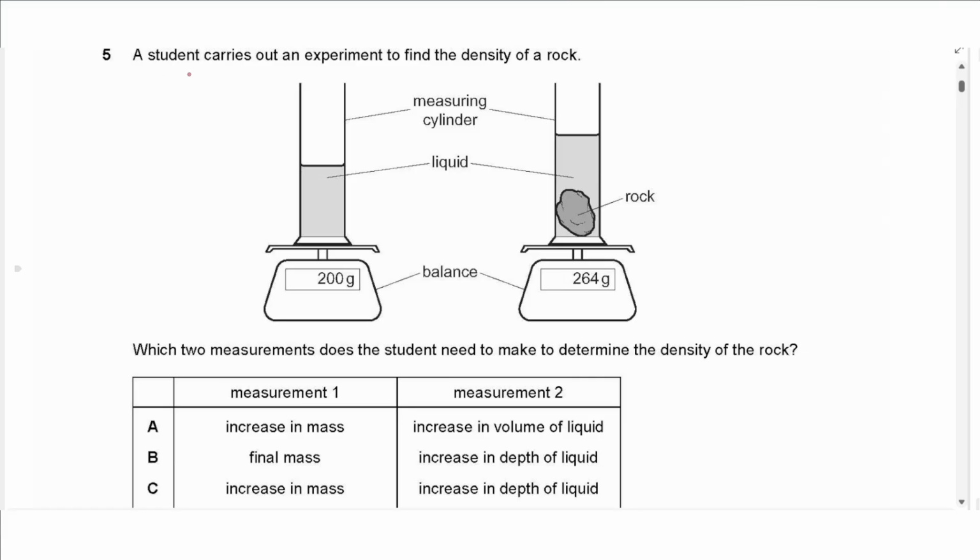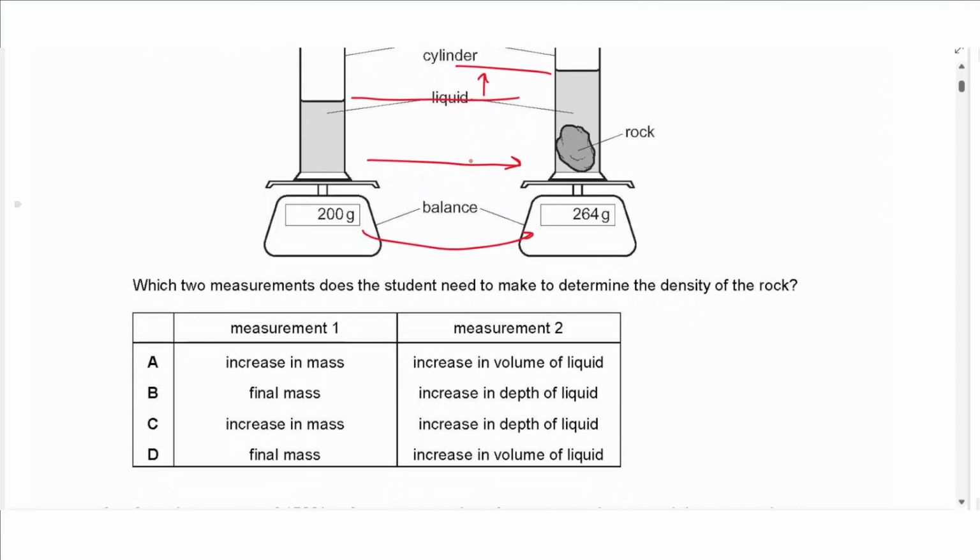Question 5 says a student carries out an experiment to find the density of a rock. Which two measurements does the student need to make to determine the density of the rock? So we need the volume of the rock and the mass of the rock. So from here to here, the mass increased and the volume also increased. So we need the increase in volume and the increase in mass.